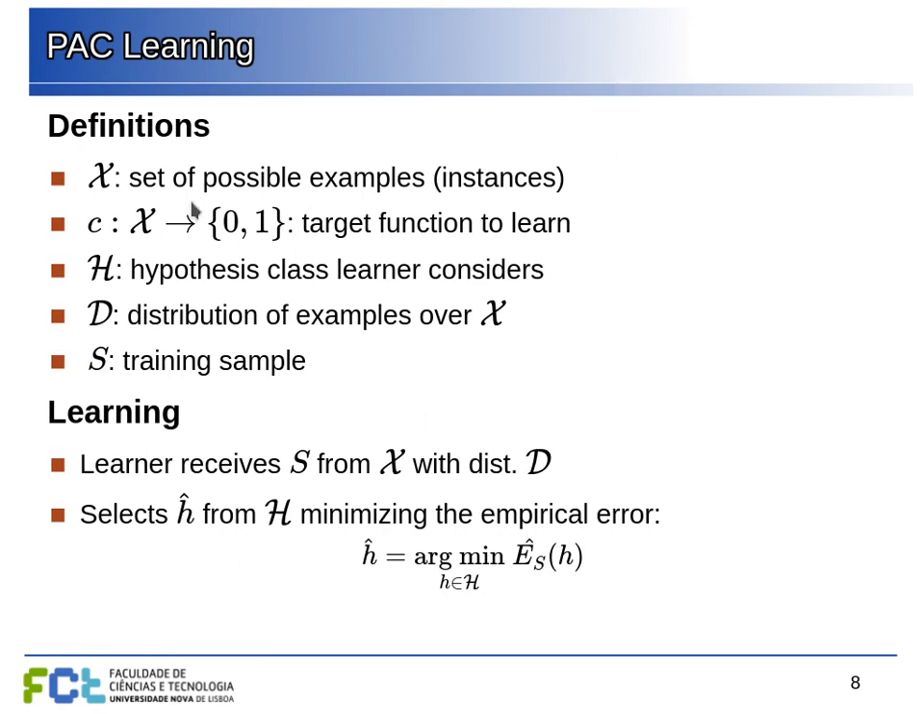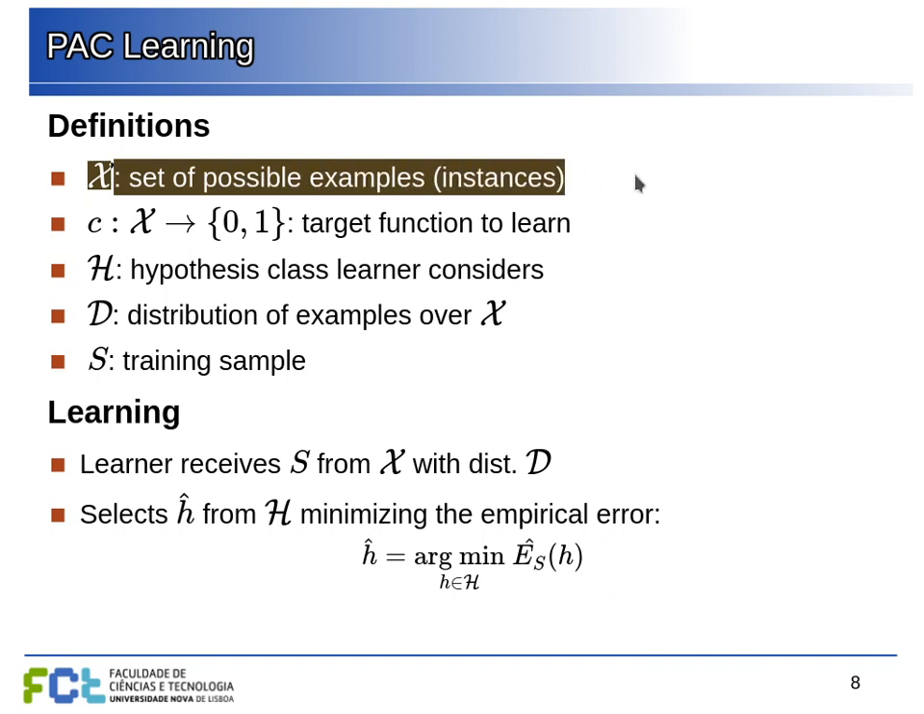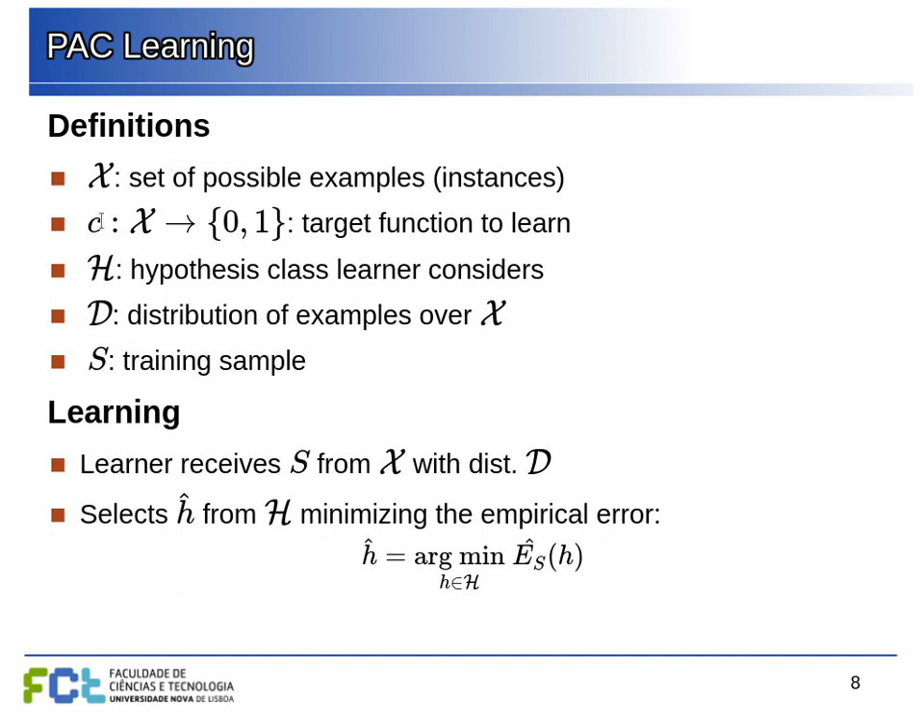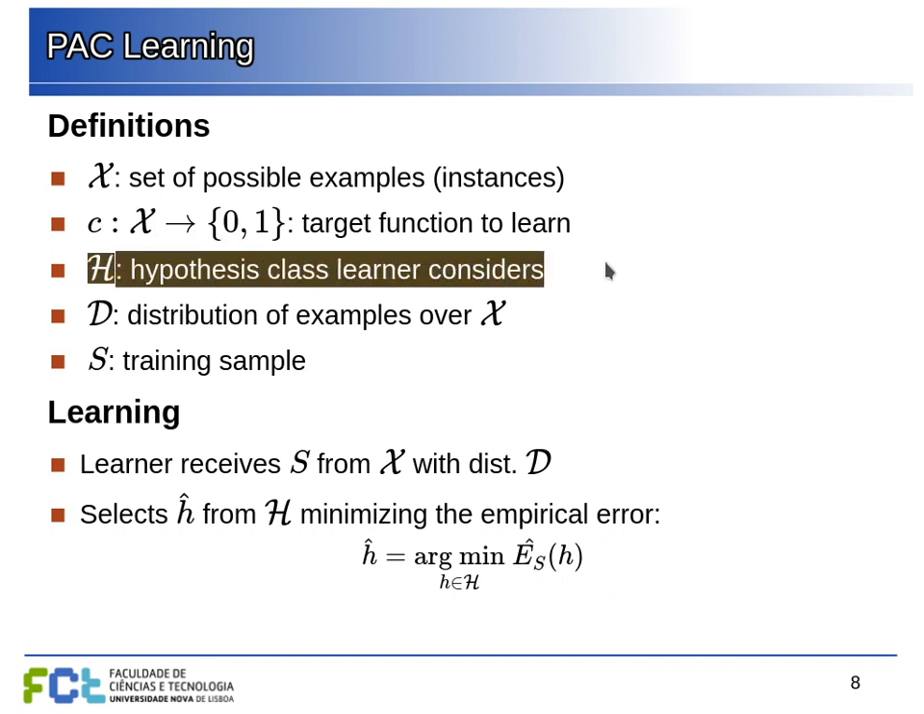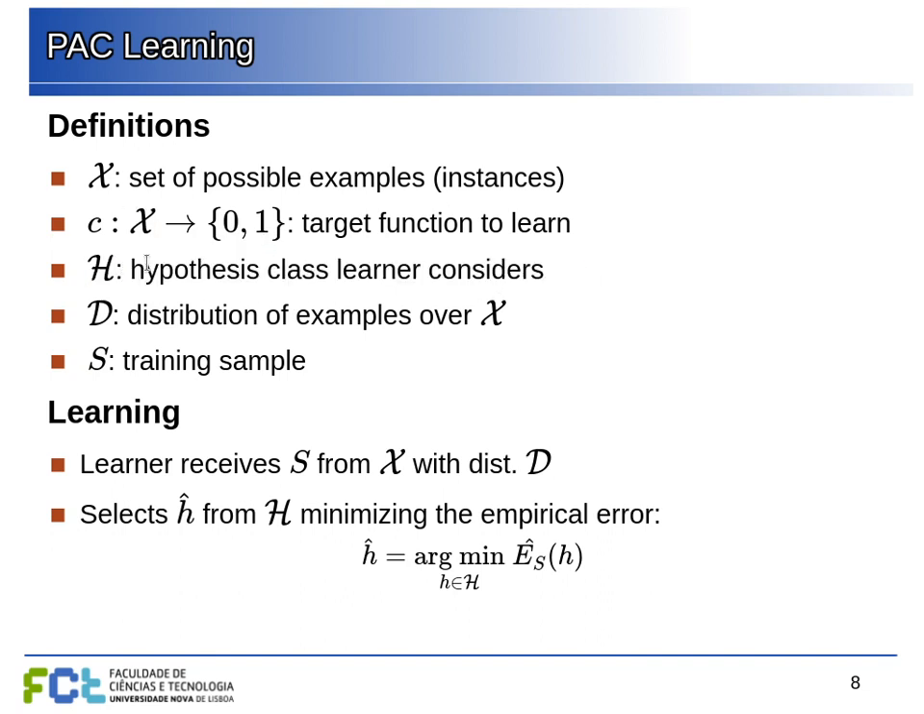In this machine learning problem, we have the universe of possible examples. We must learn this target function for the classifier to map between any point to 0 or 1. This is the hypothesis class that we're going to consider. We're going to pick a hypothesis in this class in order to obtain this classifier.